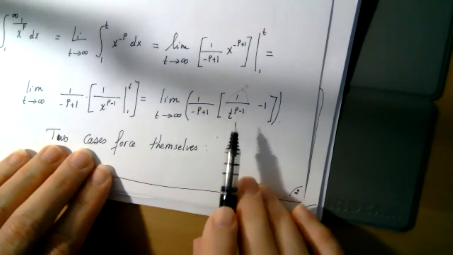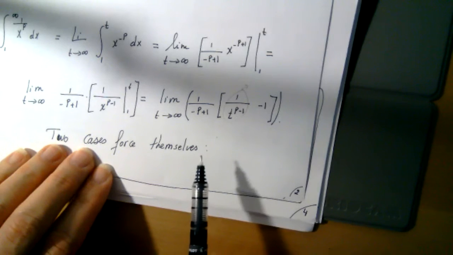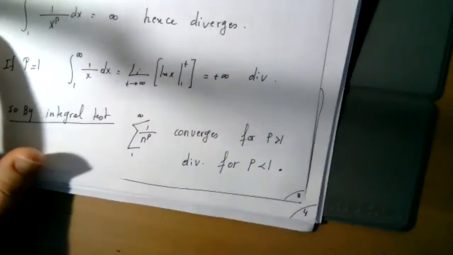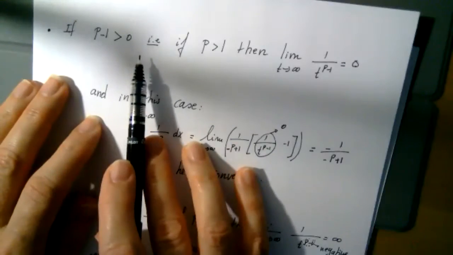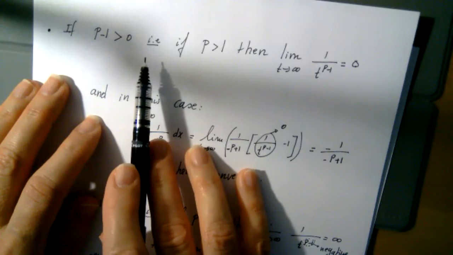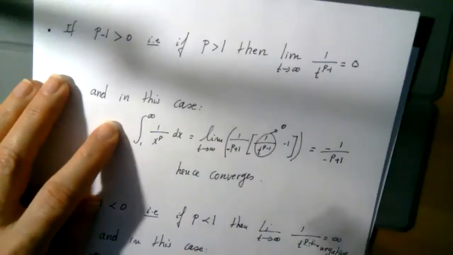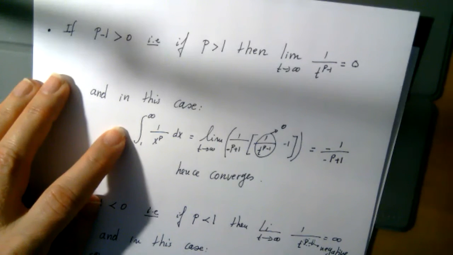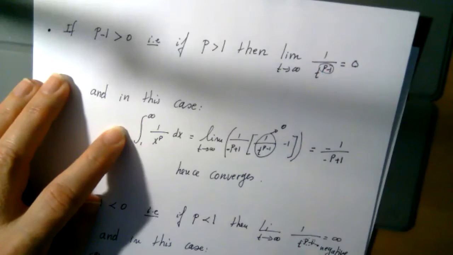So what I'm trying to say here is that this limit, 1 over t to the p minus 1, is not always 0. It's really going to depend on p. It's going to depend on p like that. If p minus 1 is positive, which means p is bigger than 1, then 1 over t to the p minus 1 will go to 0, because in this scenario, this exponent is positive.